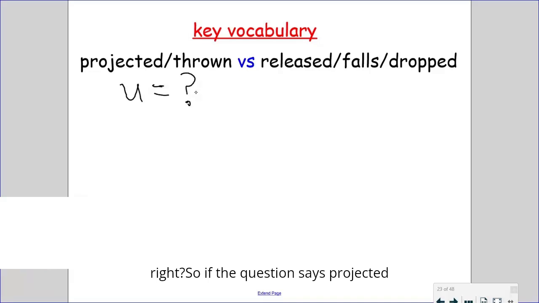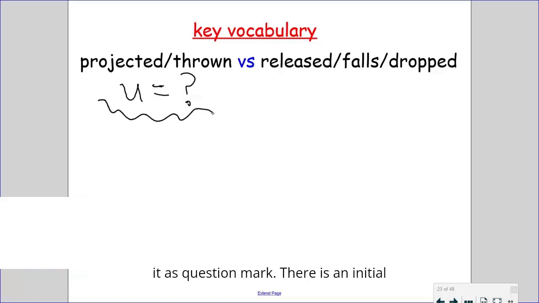So if the question says projected or thrown, there will always be an initial speed. They might give it to you in the question, or you might have to calculate it. So we will just model it as question mark. There is an initial speed, but we don't know what it is.